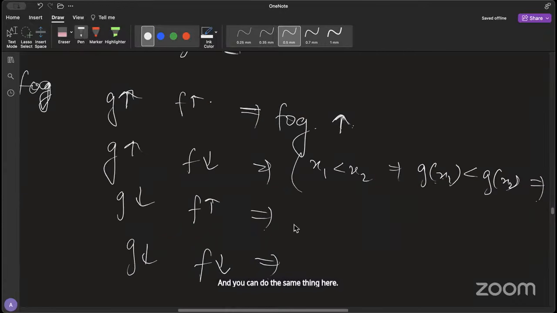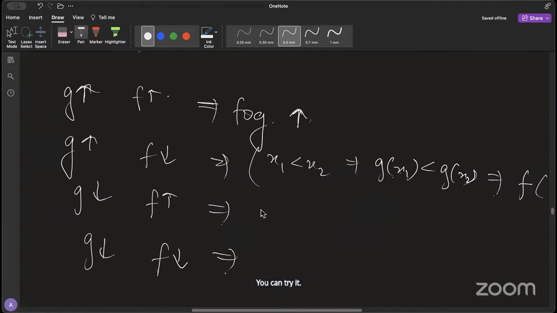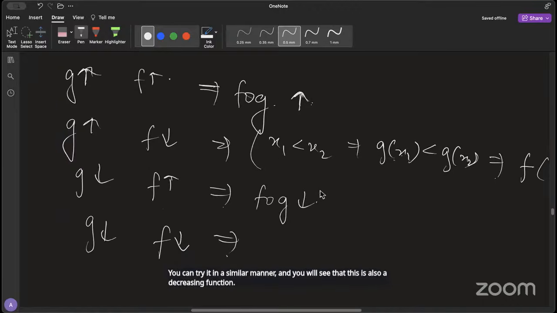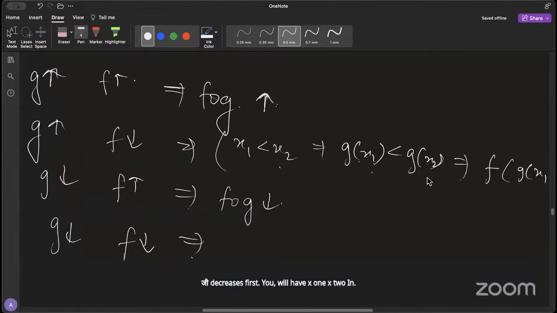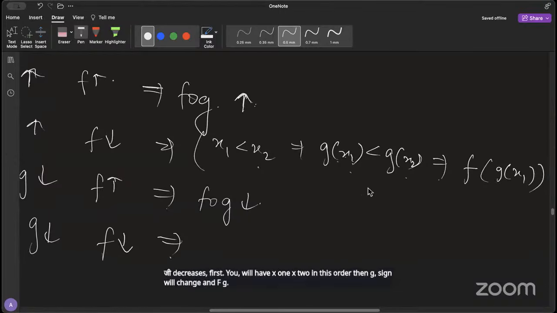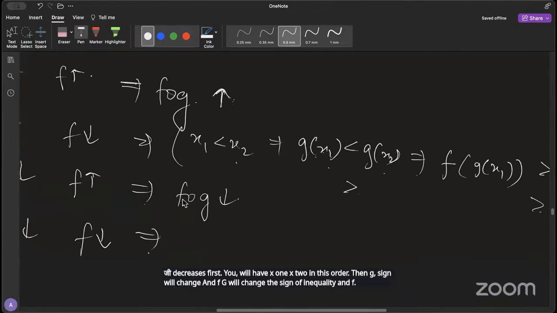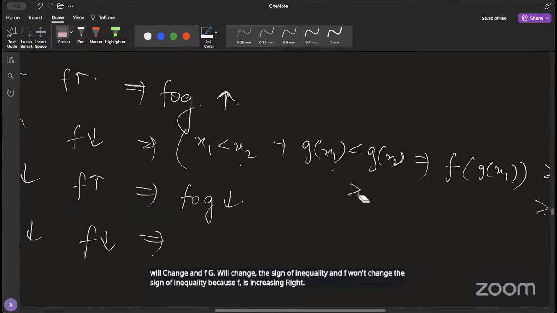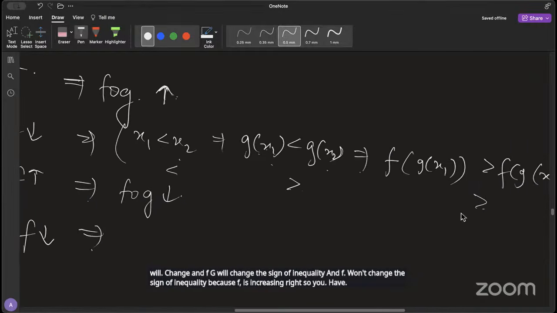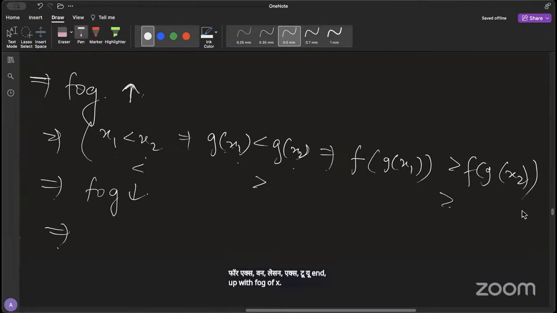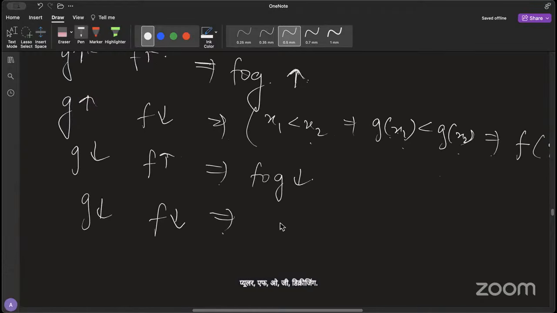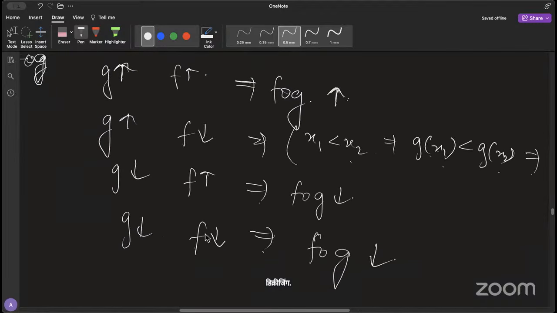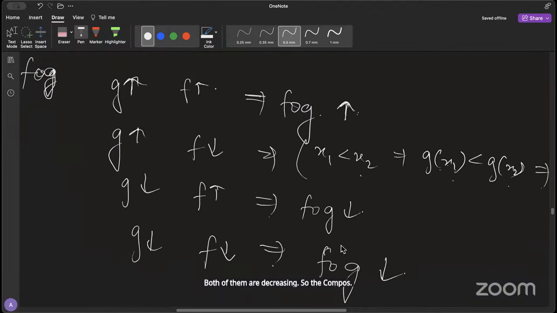The same applies here. You can try it in a similar manner and you will see that this is also a decreasing function. So if g decreases first, you will have x1, x2 in this order. Then g will change the sign of inequality and f won't change the sign of inequality because f is increasing, right? So for x1 less than x2, you will end up with fog of x1 greater than fog of x2. So it's the same thing here. You will have fog decreasing. And in this one, you will have fog decreasing, right? Both of them are decreasing. So the composition is also decreasing. Is that okay?